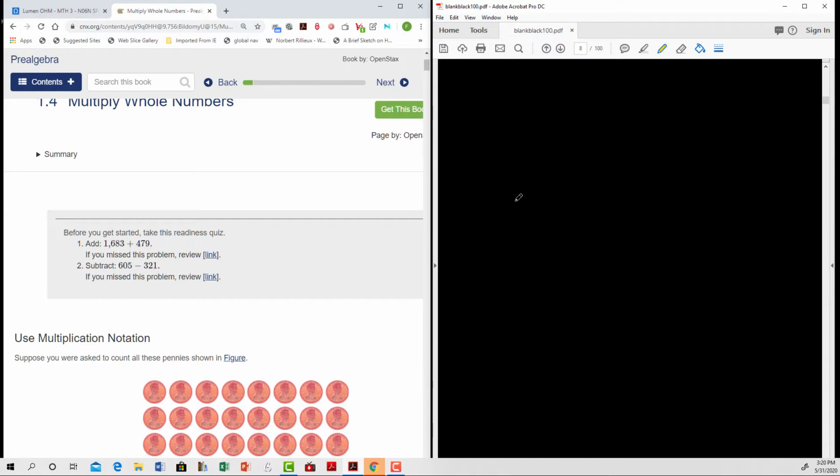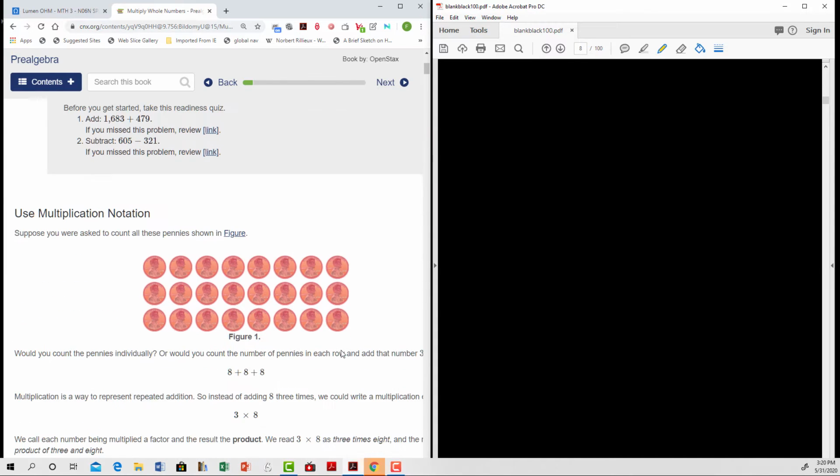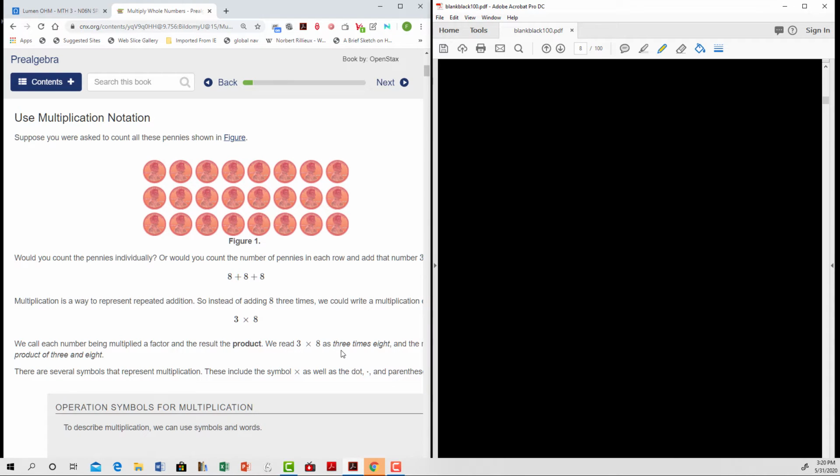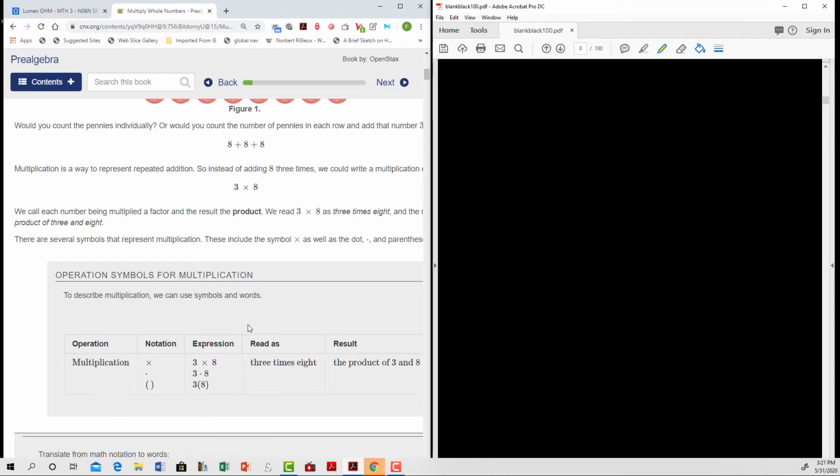Now, this section deals with multiplication. Multiplication can be thought of as the repeated addition of the same number. Here we have 8 added 3 times, repeated addition of the same number. So we can abbreviate that by using something called multiplication: 3 times 8, 3 sets of 8. So this is the notation here for it.